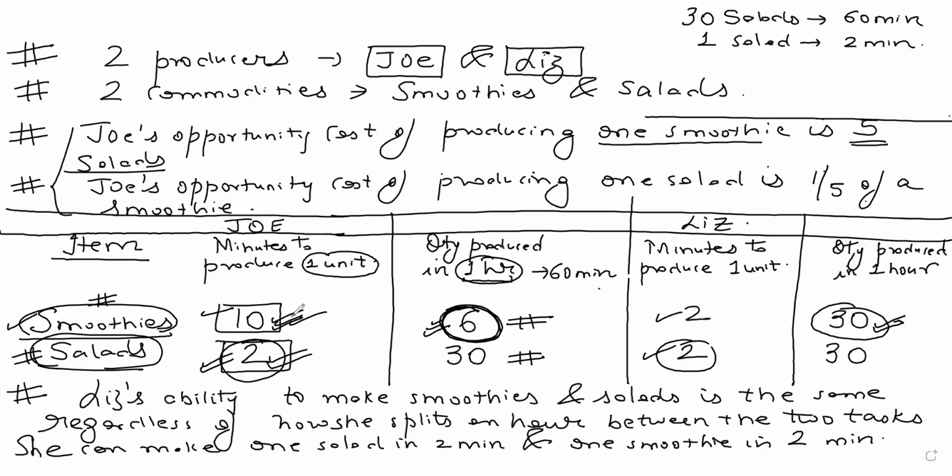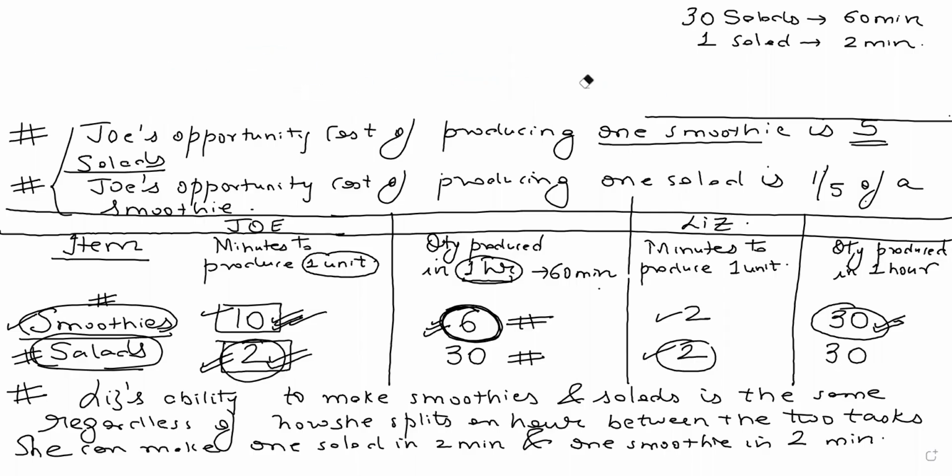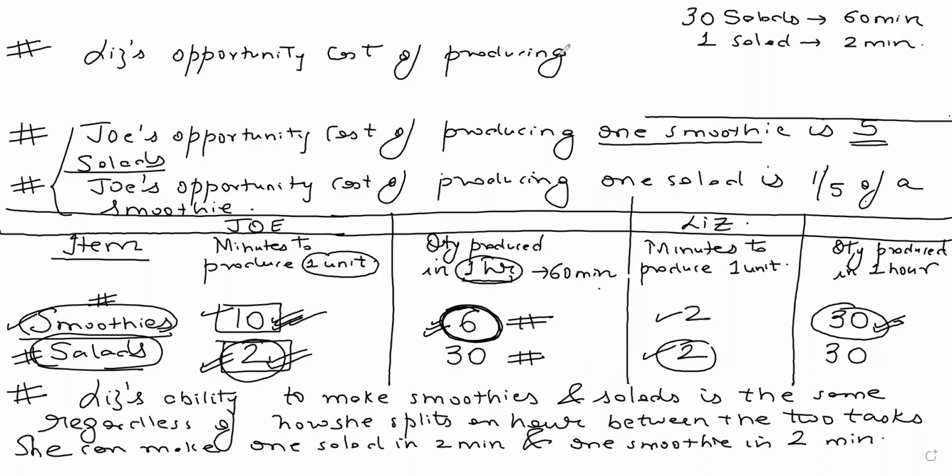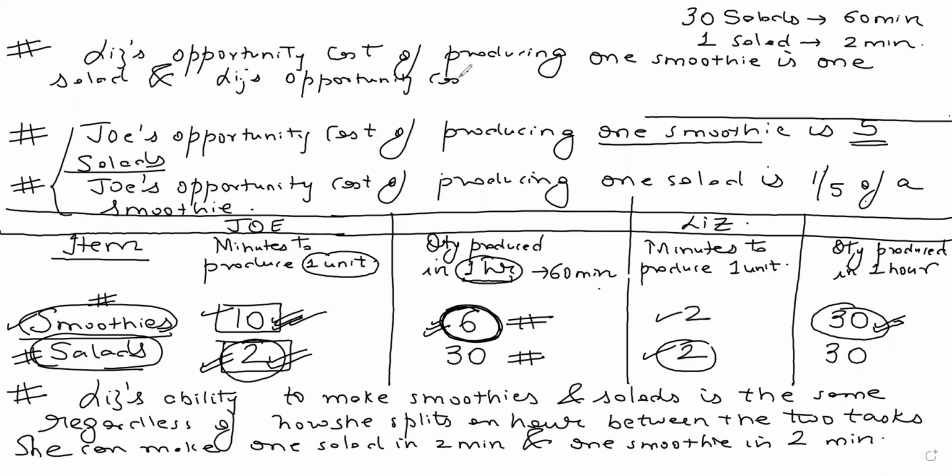And I can clearly write that, if I erase the initial part now, I can write that Liz's opportunity cost of producing one smoothie is one salad, and Liz's opportunity cost of producing one salad is one smoothie only.